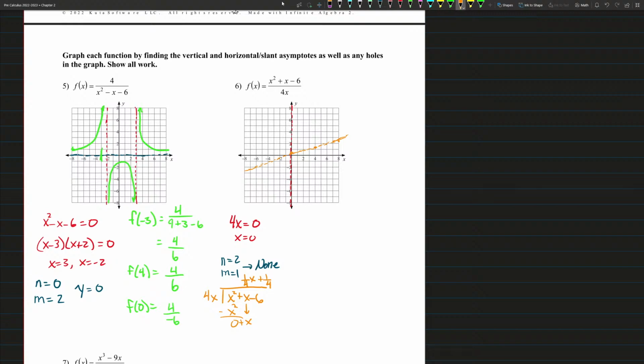Now all we need to do is check. Okay, so let's plug in 1. When we do that, we get 1 plus 1 minus 6. It's negative 4 over 4 times 1. That's 4, so this is going to be negative 1. Negative 1 is like down here, right? So this is going to be below.